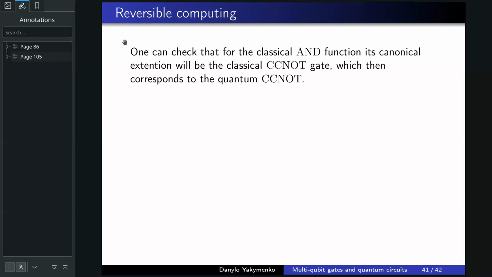Okay, now you can check that if you take the classical AND function, its canonical extension actually will be the classical CCNOT gate, the classical Toffoli gate. And this gate corresponds exactly to the quantum CCNOT gate. And so in this way, we can encode this AND function as this quantum gate.